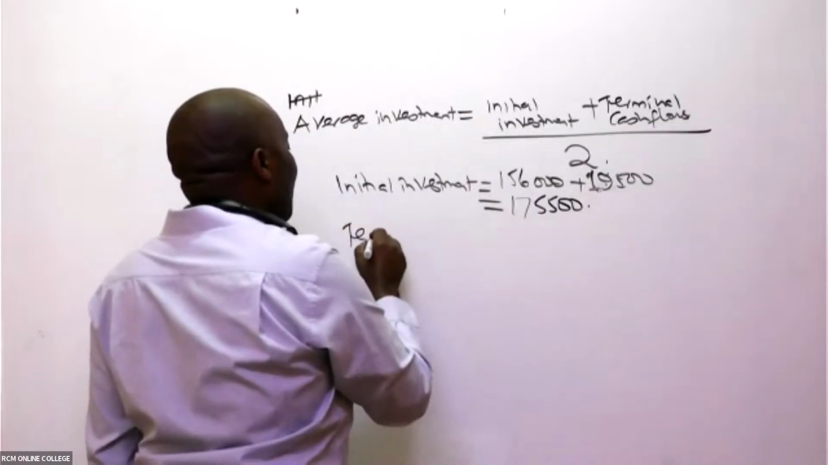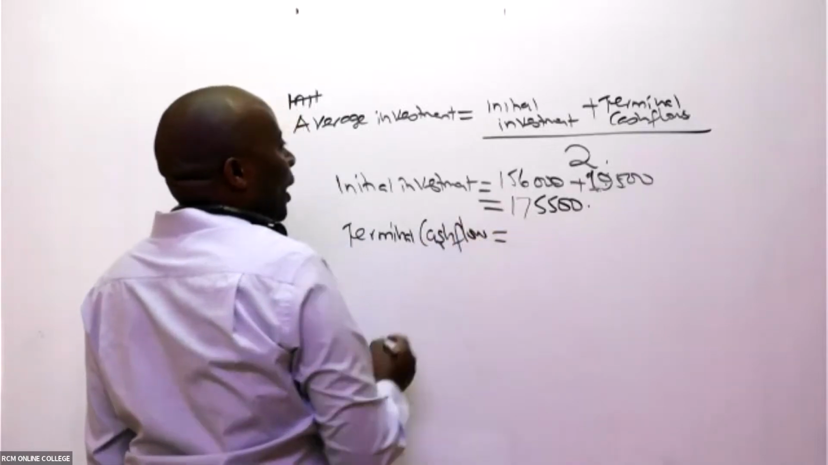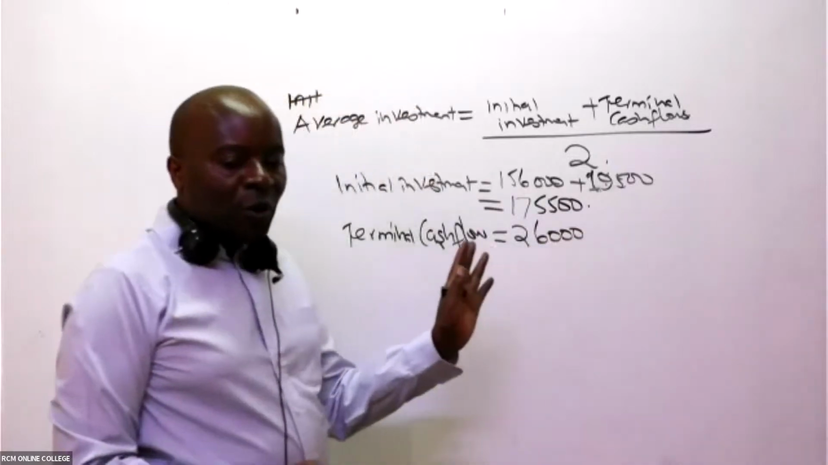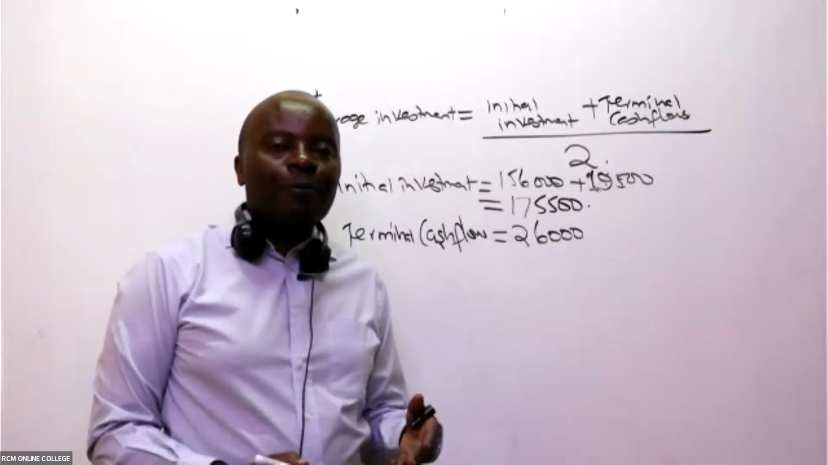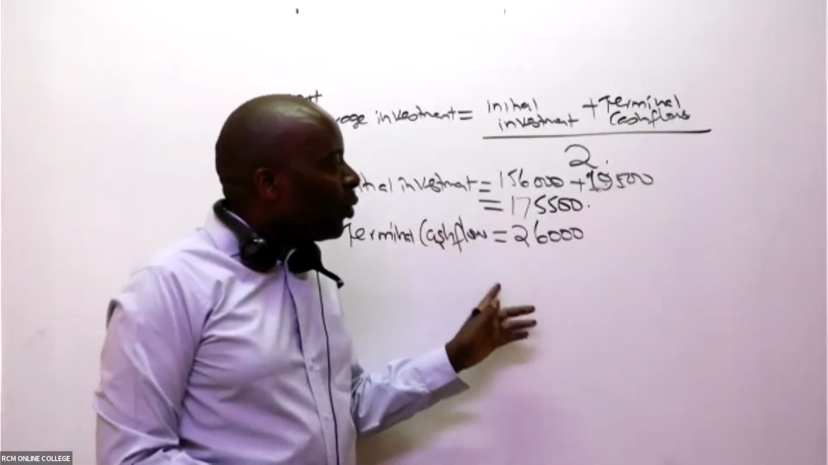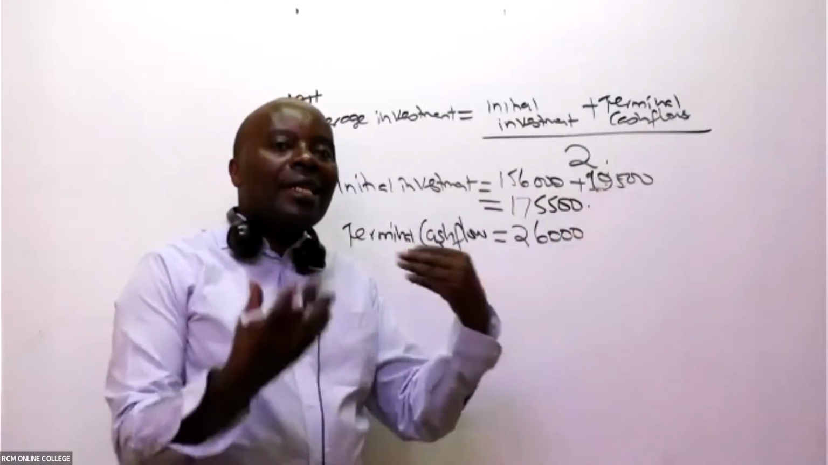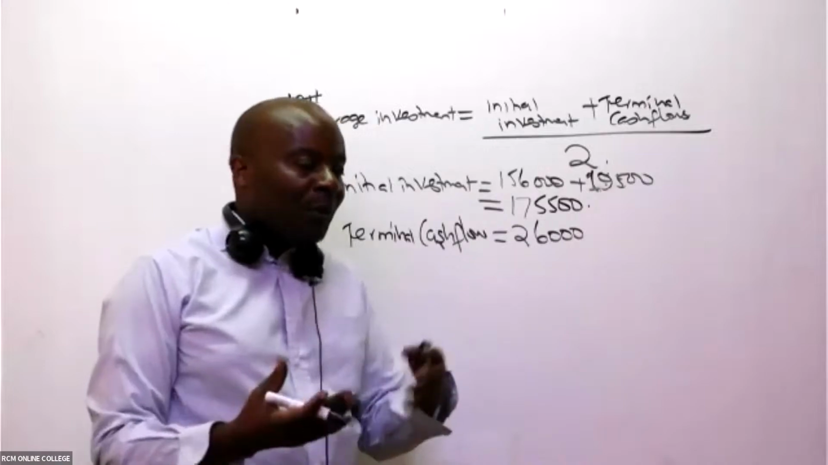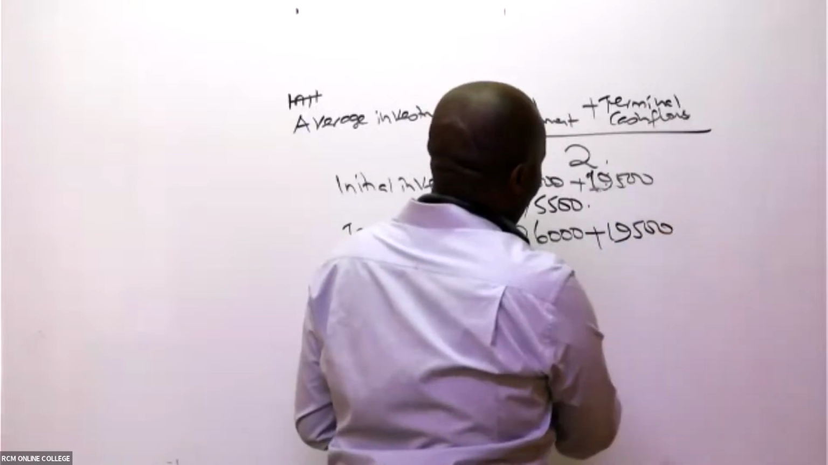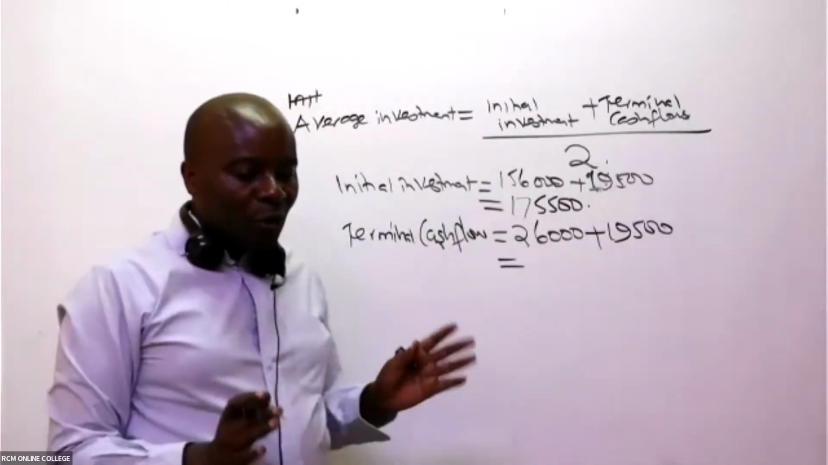Then give us the terminal cash flow. Of course, the scrap value. At the end of the project, we shall realize our scrap value. But now these other scholars will tell us that when we are getting this average investment, this particular working capital will be released to us. So in their case, they'll add 19,500. Can you kindly give me 26,000 plus 19,500?